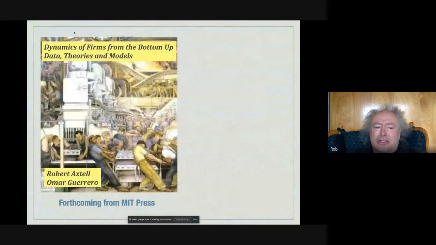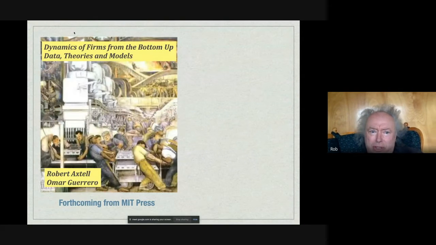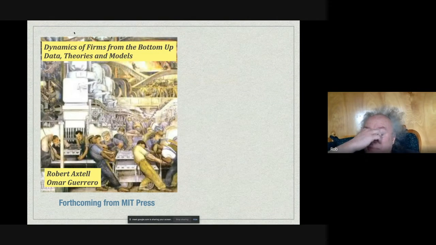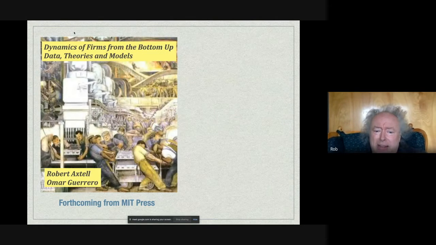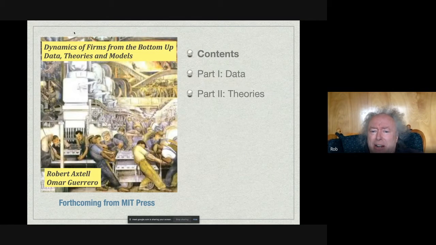All right. So what I'm going to be talking about today is material from our forthcoming book with my co-author Omar Guerrero, one of my students from George Mason, who's now at University College London and the Turing Data Institute in London. It's a book where we go through, as the title says, data, theories and models. I'm going to talk today primarily about the data on American business firms and models thereof.